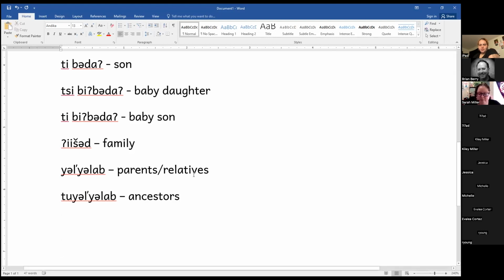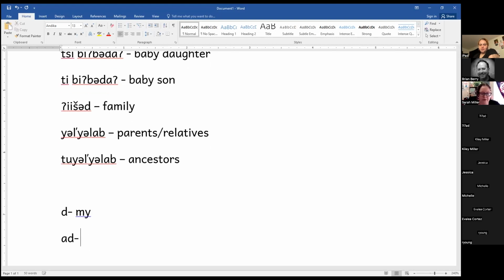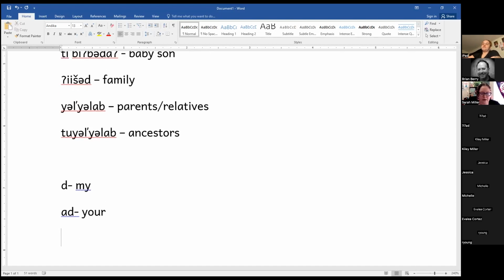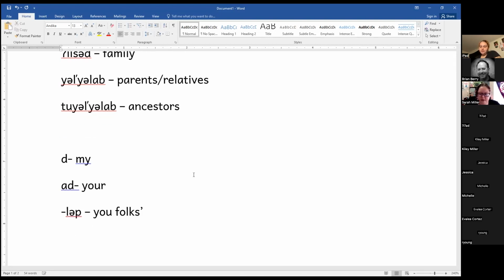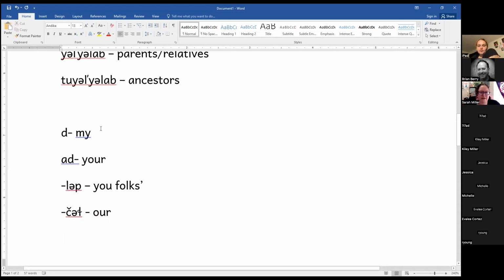And we did last week, we mostly did the D for my, the odd for your, the lup for you folks, and the chush for our. So we're going to gloss on, and touch on these just a little bit, and then we're going to go over to different possessives.